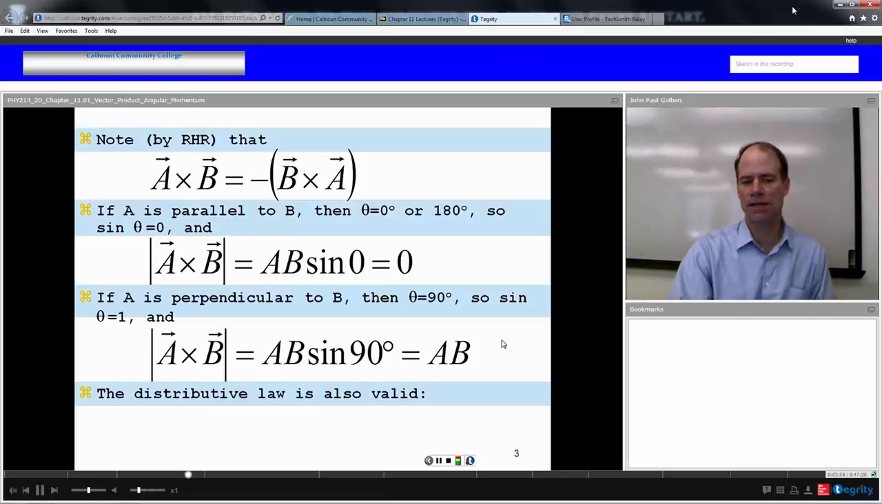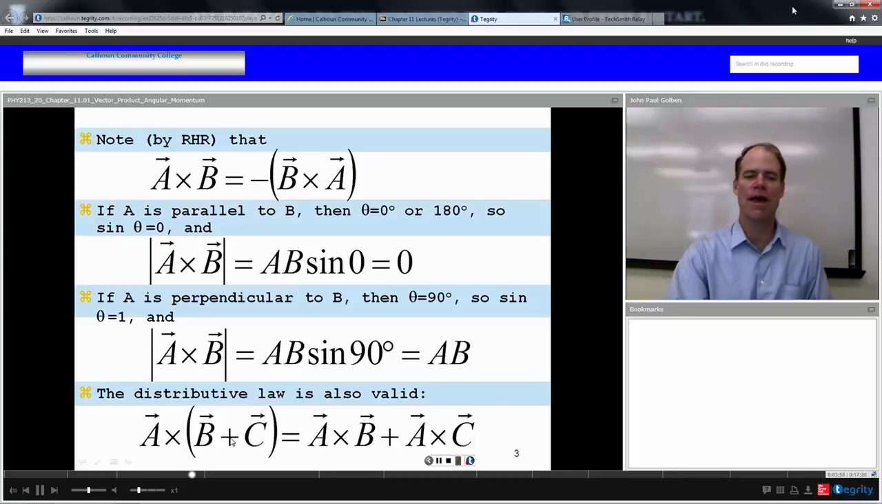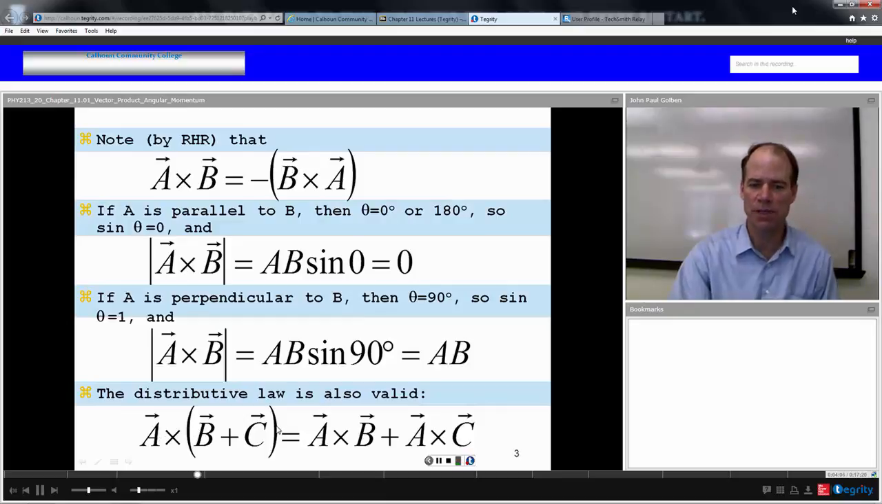And finally, the distributive law is also valid for cross products. If I had A cross (B plus C), I can distribute that operation: A cross B plus A cross C. And so that operation is distributed between the two vectors, and that is a valid law.